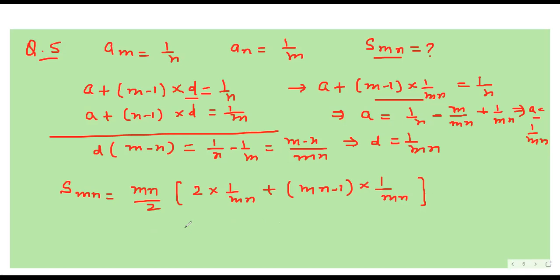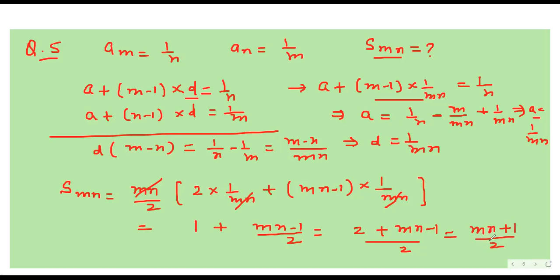Now, if we simplify it, we can cancel mn from here, and we multiply by 2, so this 2 will get cancelled. So we will get 1 plus mn minus 1 divided by 2. So if we further simplify, we get 2 plus mn minus 1 divided by 2, which is equal to mn plus 1 divided by 2, which is our answer.